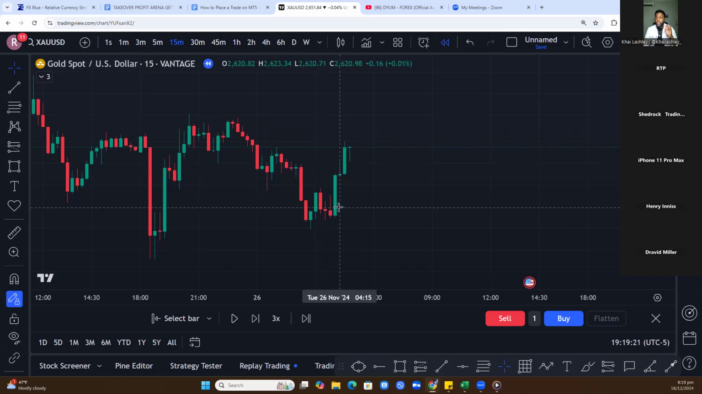And last week we spoke about imbalance. We spoke about fair value gaps. How many guys remember this? How many guys remember fair value gaps? How many guys remember imbalance?